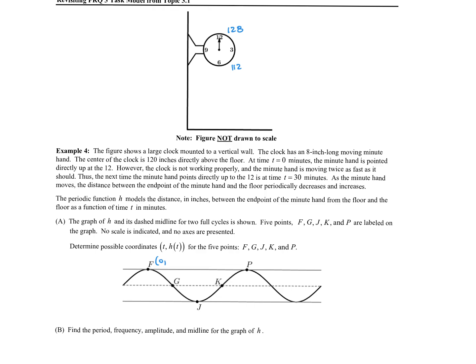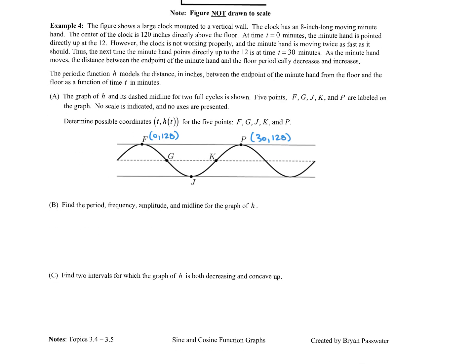So what's F? 0, comma, 128. Now, if we go Campbell style to solve for P, what is my P now? 30, comma, 128. And so now I like to do J next. And so what's J? 15, comma, 112, because there's where my minimum is. And so my minimum is going to happen at time 15.